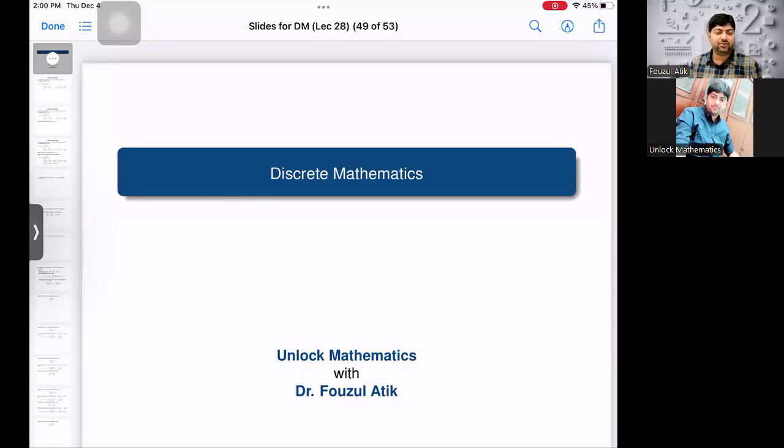So in the previous lecture we have learned what we mean by combinations, right? And we denote the number of r-combinations from an n-element set by C(n, r). And how to get the formula, all these things we have learned.